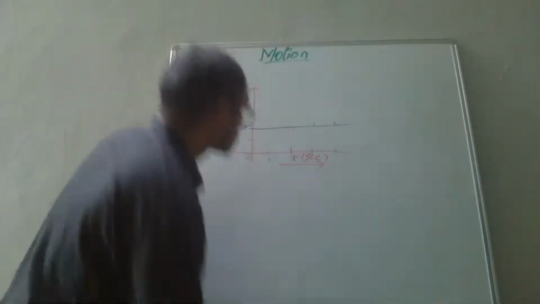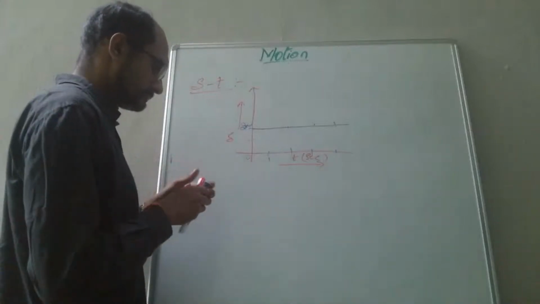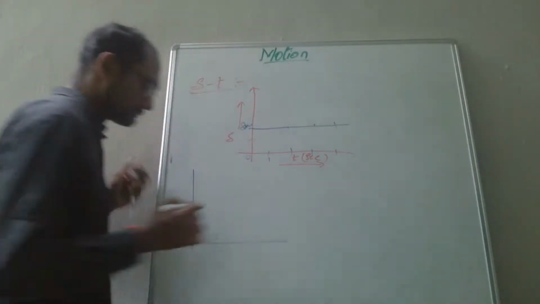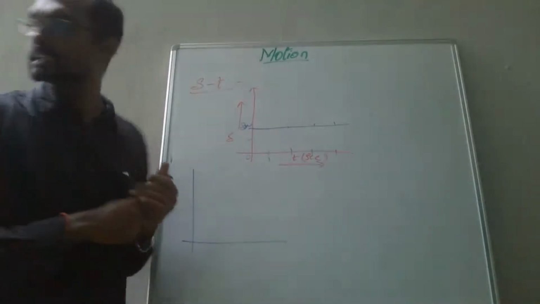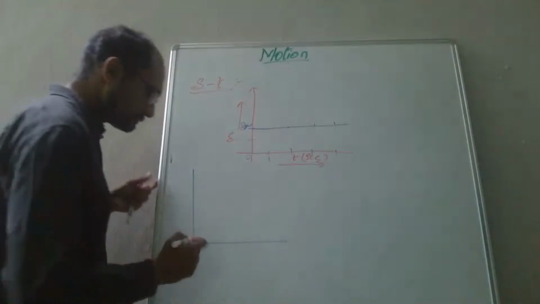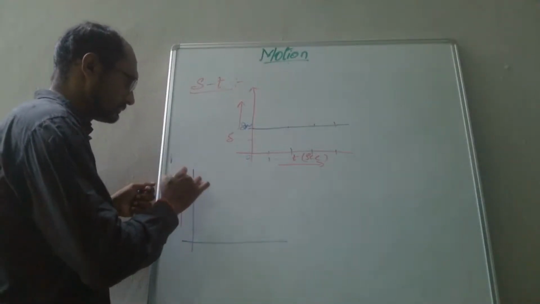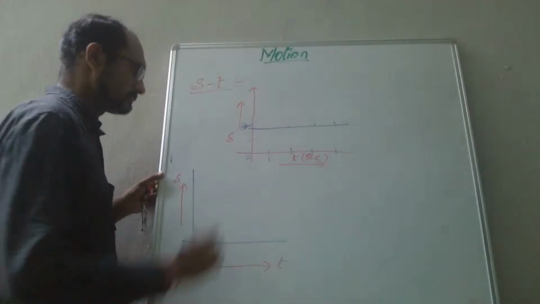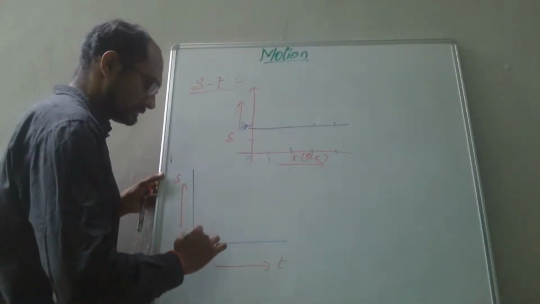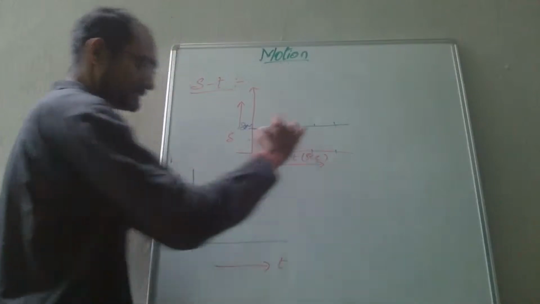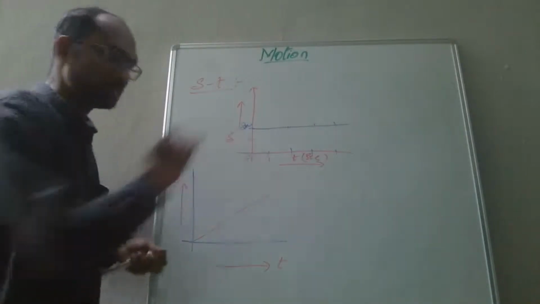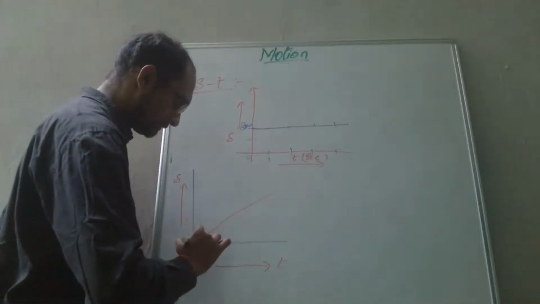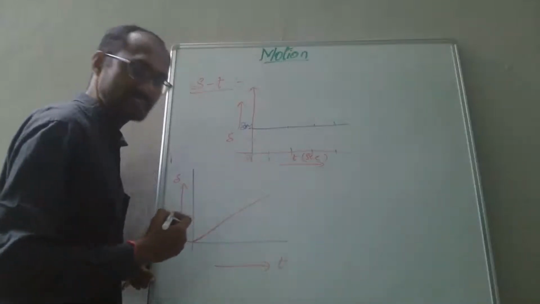Now I take another graph. The climate is so lovely now, it started drizzling. So again I take displacement along the y-axis and time along the x-axis. Now the graph plotted turned out to be like this. Assuming this to be a straight line, considering my stable hand and excellent drawing skills, assume this to be a straight line.